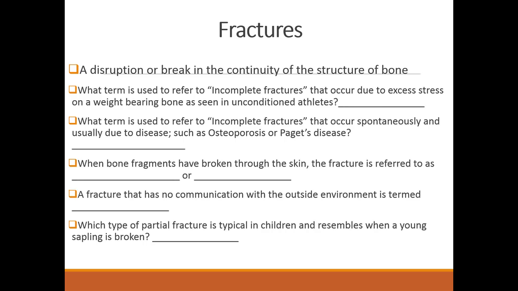With which type of partial fracture is typical in children and resembles when a young sapling is broken? This is called a greenstick fracture. It's a partial incomplete break that we typically see in children. Now, a sapling is like a very young branch of a tree that is still alive, and it's very bendable, and that is why we see that in children, because their bones are a little bit more pliable, and so that's what it's called. And I think I have a picture for you here in just a bit.